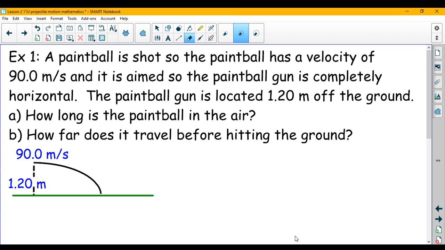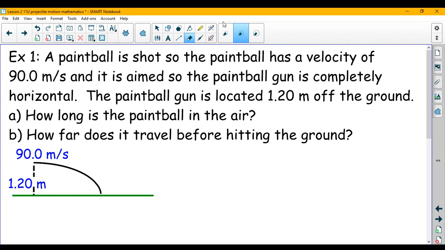Okay, so here we go. We've got our first example. We have a paintball being shot out, so it's going 90 meters per second. It's aimed so the gun is completely horizontal. I've drawn a little sketch there showing that the paintball gun is 1.2 meters off the ground, and the first thing I want to know is how long it's in the air.